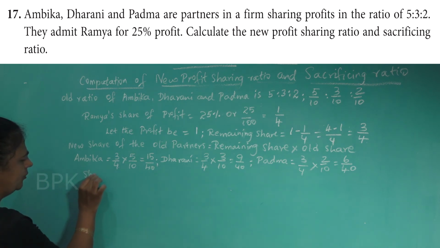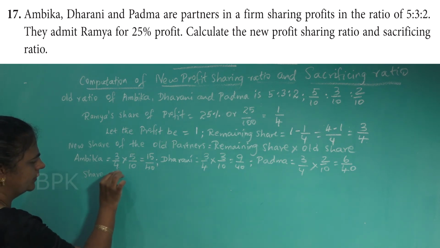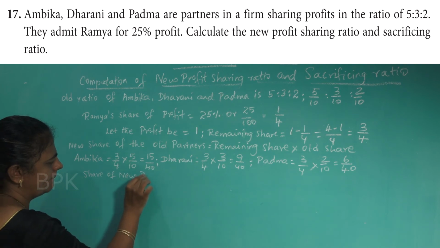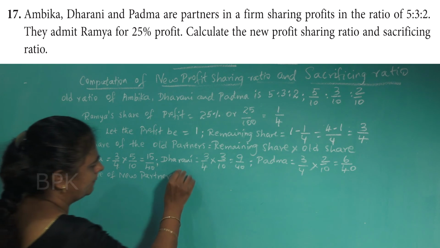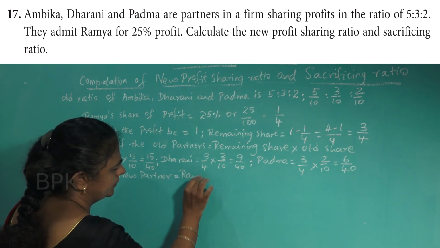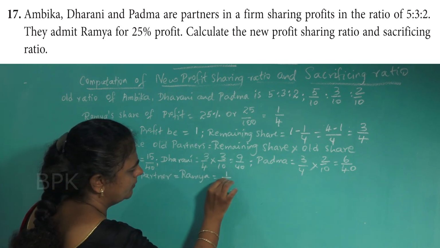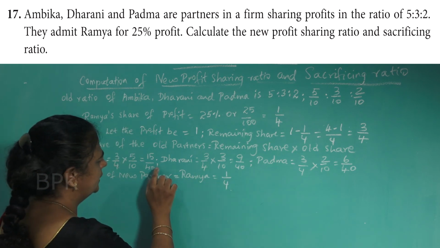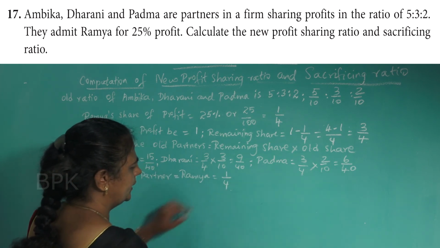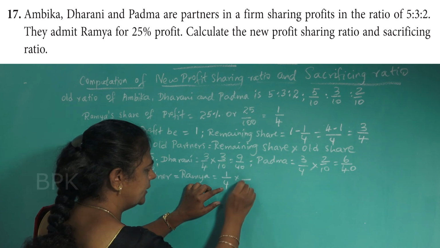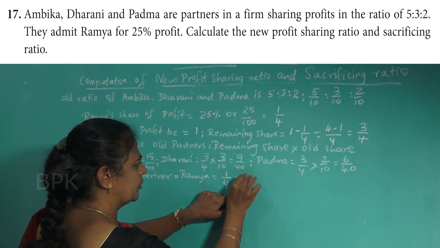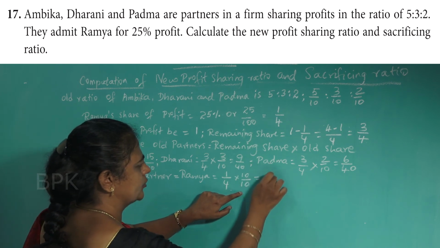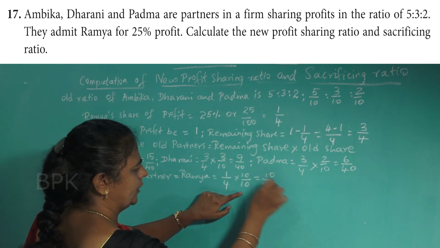Next, share of the new partner. The new partner is Ramya. Ramya's share is 1 by 4. Here all the denominators are 40. So bring it to 40. So multiply the denominator by 10. If you multiply the denominator by 10, the numerator also you must multiply by 10. So that will give you 10 by 40.